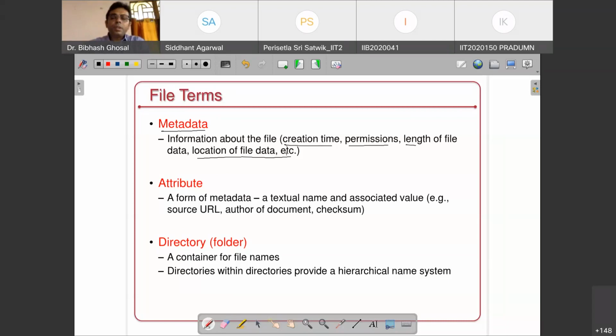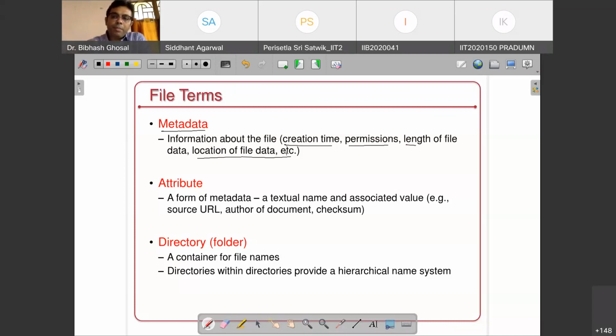I think all of you have seen that whenever we want to see the details about a file, you click on the file, right click, and open the properties. So whenever you click on the properties of a file, that gives you the information about the entire file. That's what we call the metadata. Recall, same thing we had in case of a process.